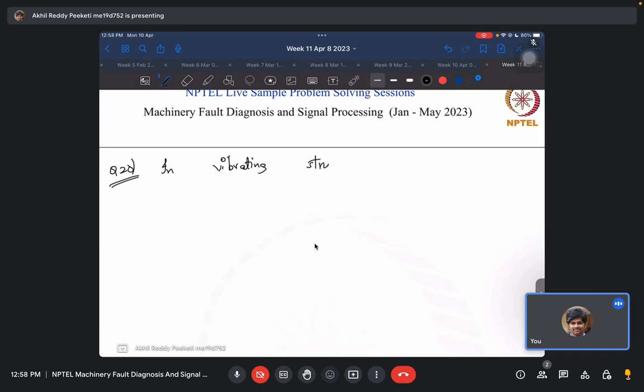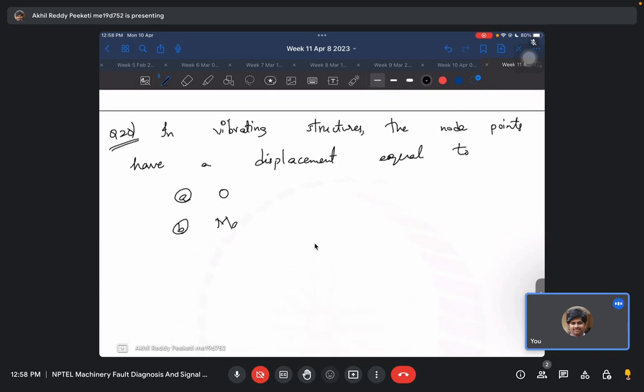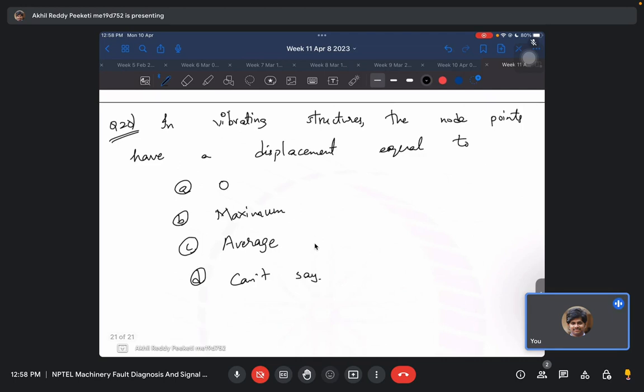In vibrating structures, node points have a displacement equal to: 0, maximum, average, decantation. In vibrating structures, the node points have a displacement equal to.